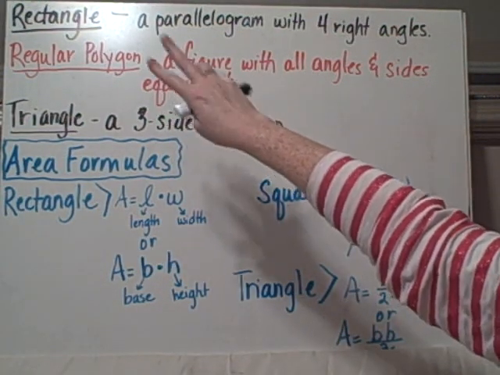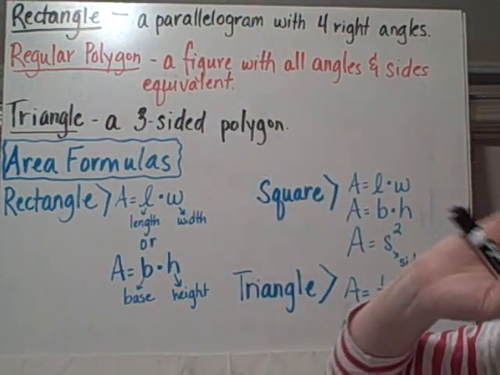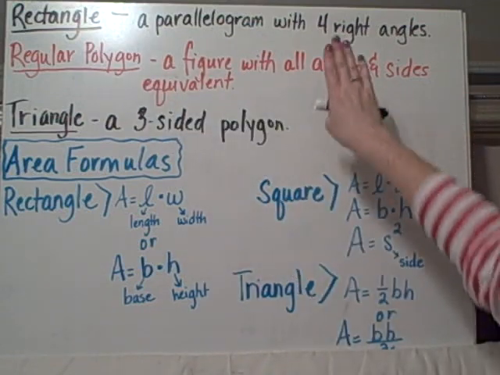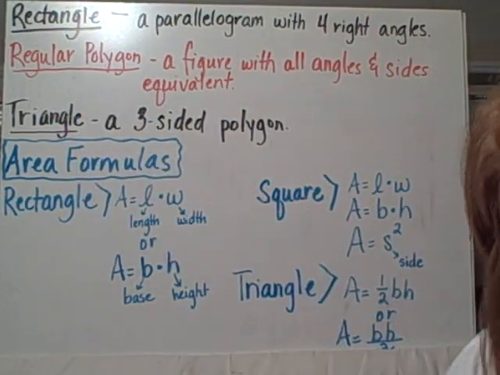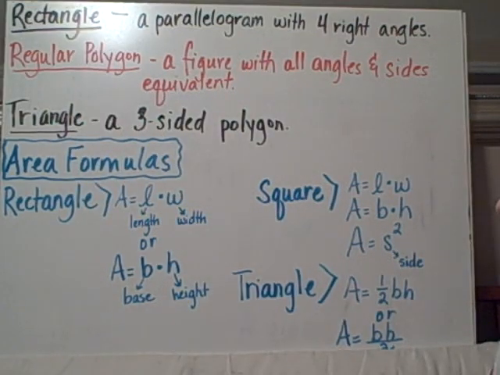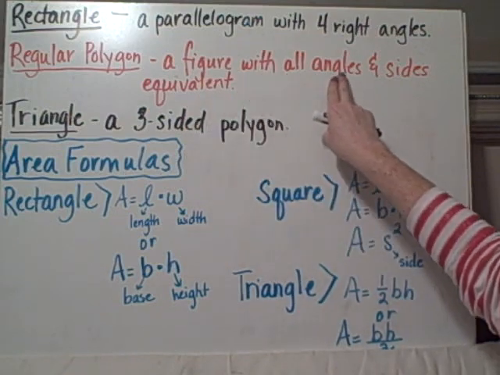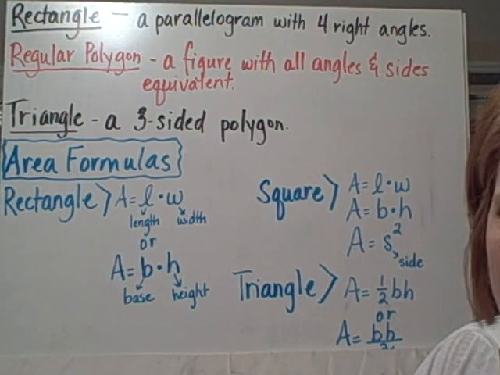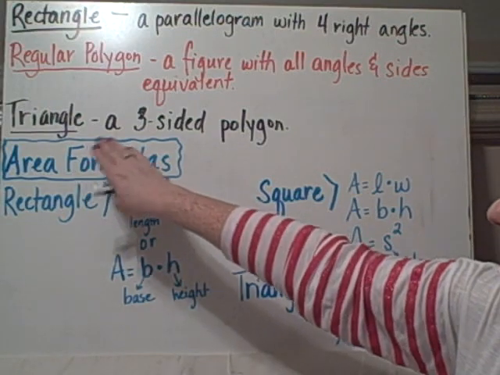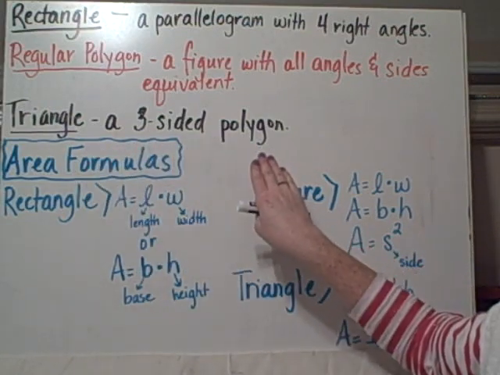Three more terms actually. Rectangles, one you should be familiar with. That is a parallelogram with 4 right angles. A regular polygon, which is a very important term in this next unit, is a figure with all angles and sides equivalent. When it says it's regular, that means everything is the same. And a triangle is a 3-sided polygon.